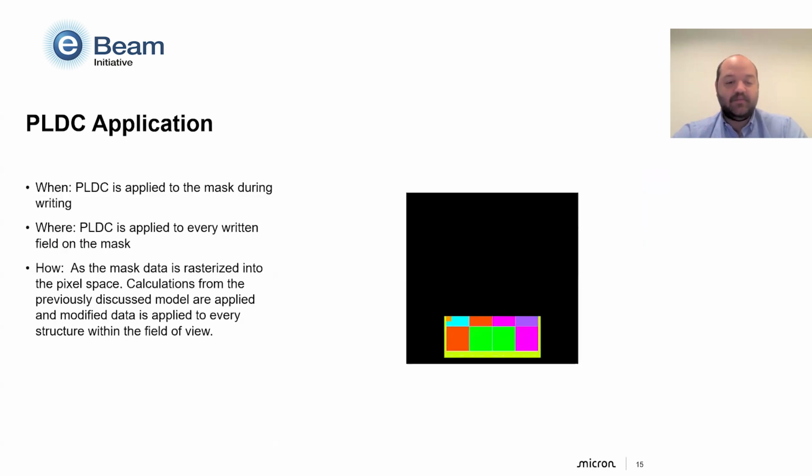How then is it applied? PLDC is applied to the mask during writing. So PLDC is applied to every written field on the mask. And as the mask data is rasterized into the pixel space, the calculations from the previously discussed models are applied, and the modified data is applied to every structure within the field of view.